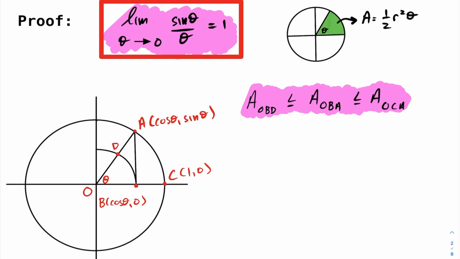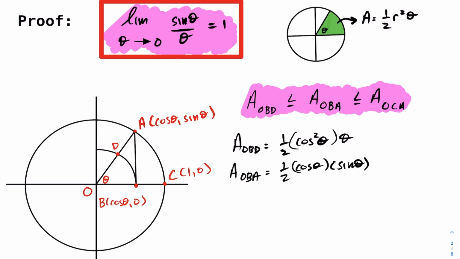Recall that the area of a sector is 1/2 the radius squared times theta. So in this case here, the area of OBD is a sector of our circle, and the area of OBD would be equal to 1/2 cos squared theta times theta. Notice here the radius from here to here would be cos of theta.